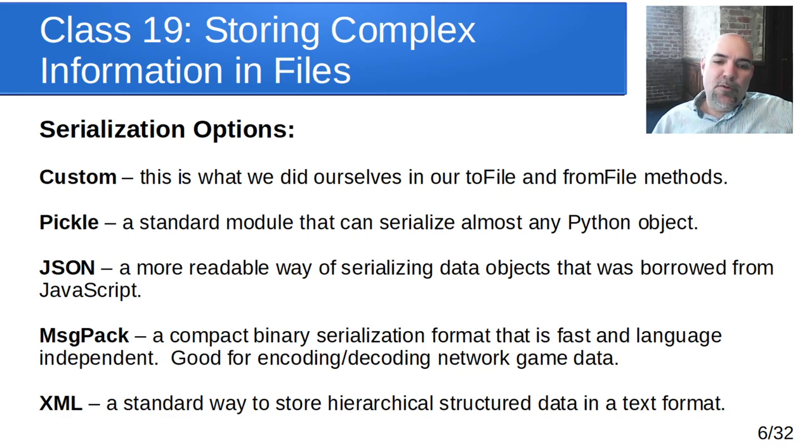JSON is a more readable way of serializing objects. It was borrowed from JavaScript. It's kind of become an industry standard way of serializing data for transmitting it across the internet or across the web or saving things in files.